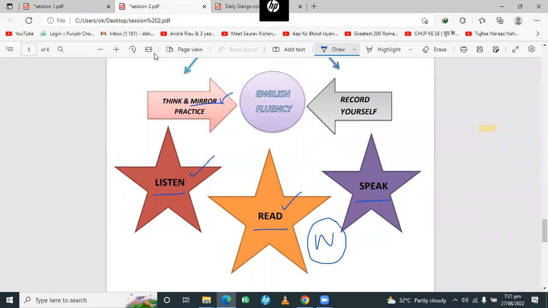Audio recording will help you a lot to figure out how much improvement you are making. Like for day 1, you record yourself.